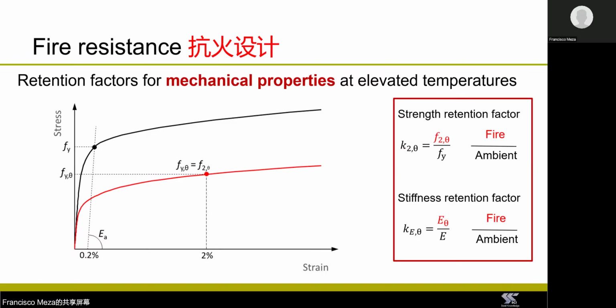Now, one thing that is important to consider here is that the yield strength at elevated temperatures and at ambient temperature are not defined in the same way. So for ambient temperature design, the yield strength is taken as the 0.2% proof strength. But for the fire design, because the fire is considered to be an accidental situation, it is considered acceptable that the structure would deform more than what we'd consider to be acceptable under ambient temperature design. And because of this, the yield strength for the fire situation is taken as the strength at a 2% strain.